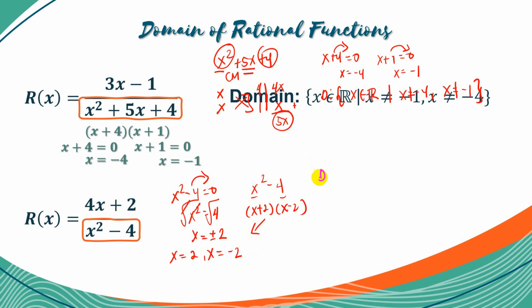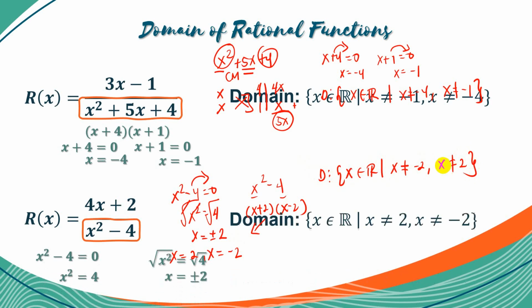So we can now write the domain wherein x is an element of real numbers such that x is not equal to negative 2 and x is not equal to positive 2. So just remember to use the unequal symbol for this. Okay? So that will serve as our final answer. You can also interchange this for as long as you have the correct illegal values. Okay? Next.